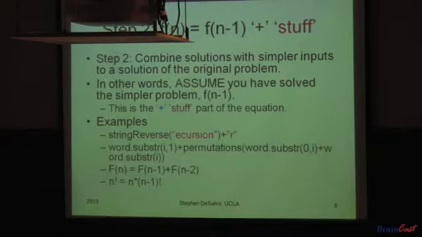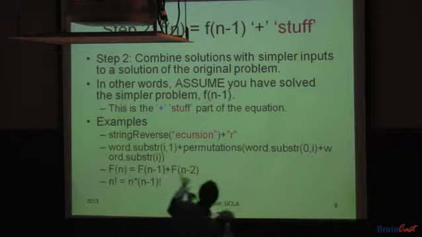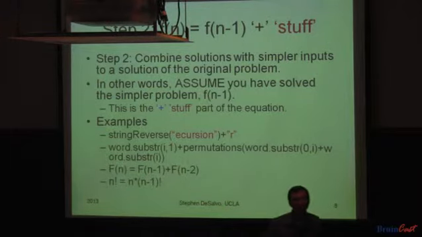Okay. So let's go in reverse of the examples. Step 2 is combine solutions with simpler inputs to a solution of the original problem, or in other words, assume you have already solved the simpler problem. How would you use that to then get at exactly the larger problem solution? So let's go in reverse.